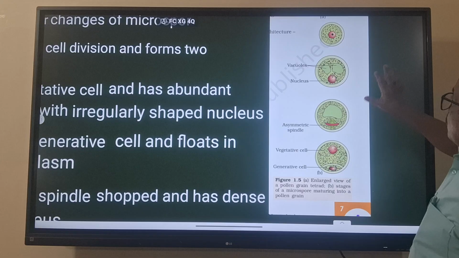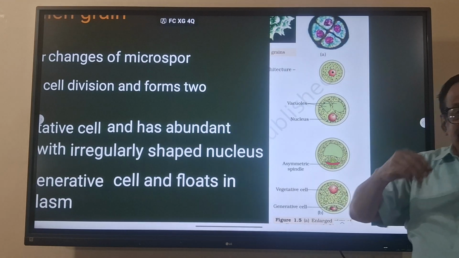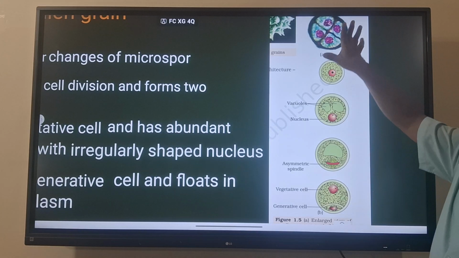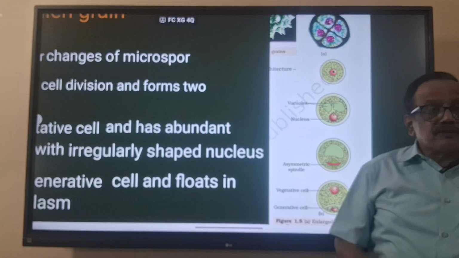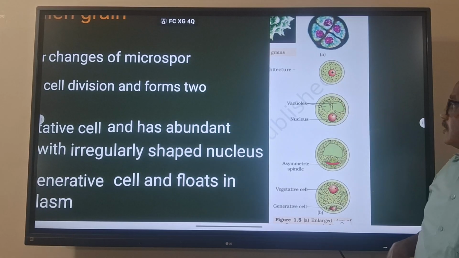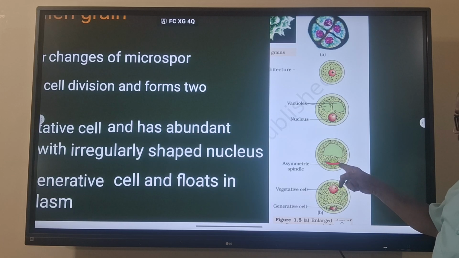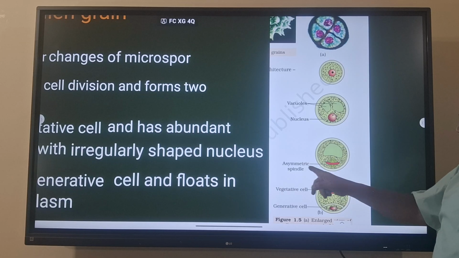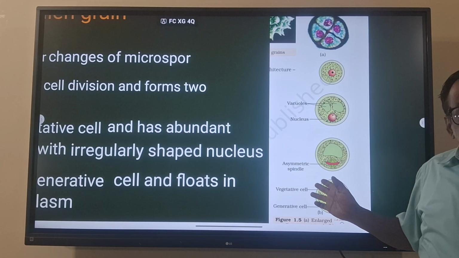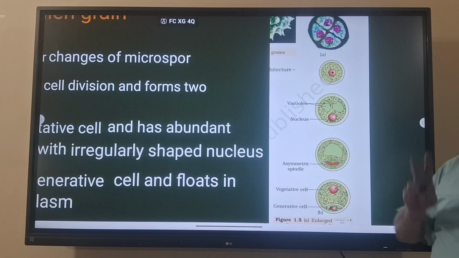Remember it. Now what happens? This microspore tetrad will be dehydrated. Because of dehydration, it will be separated and the spores will come out. The microspore is a single cell with a single nucleus. This microspore takes mitotic cell division. He has shown this, the division also, with spindle fibers and all the things. That is the mitotic cell division. It is a haploid spore; it undergoes mitotic division and forms 2 cells.